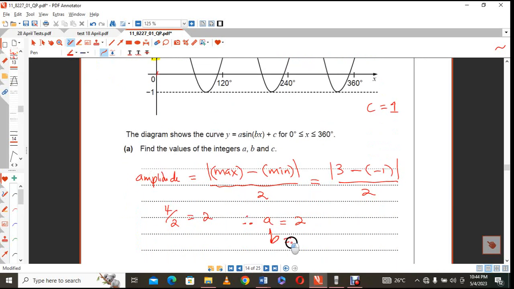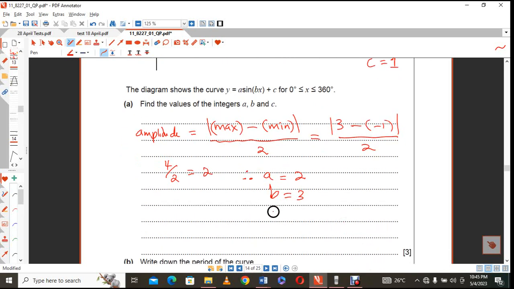So b is equal to 3, and we already determined that our c value is equal to 1. Okay, all of this is answering the question because they say find the value. The integers, it means they must be positive or negative whole numbers.